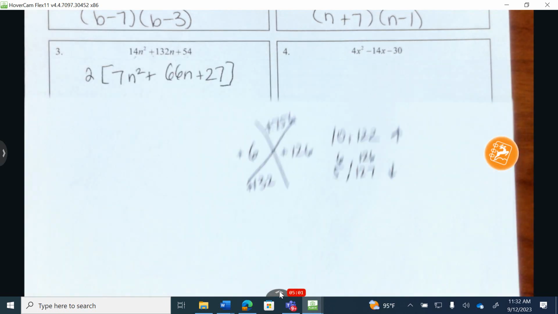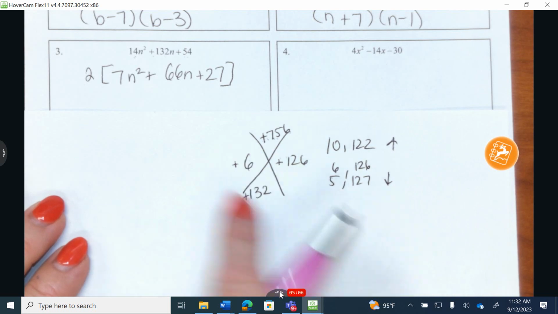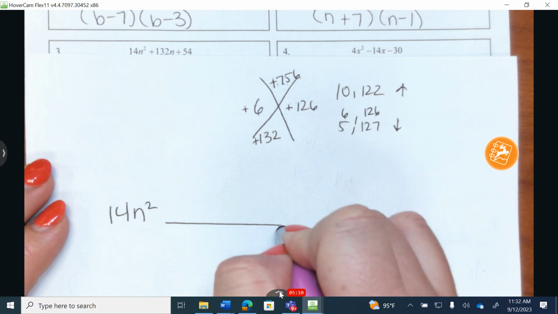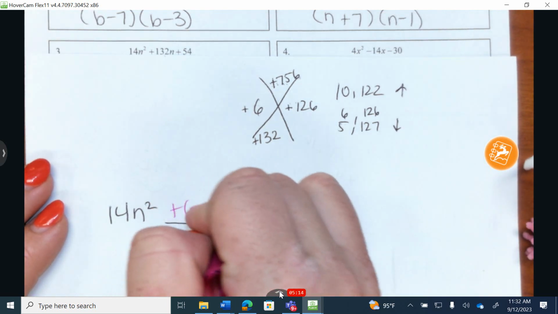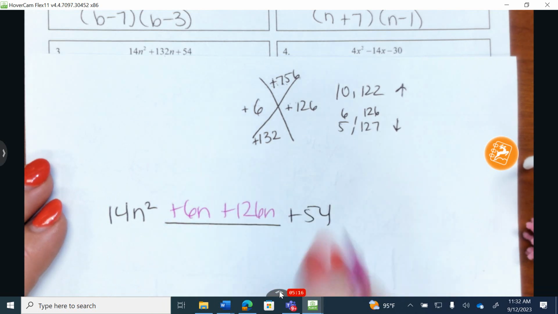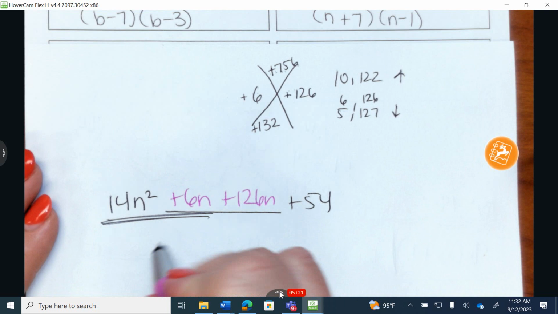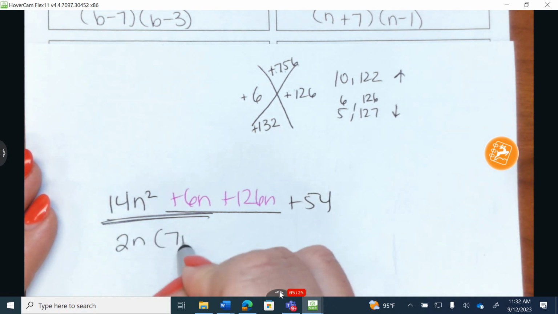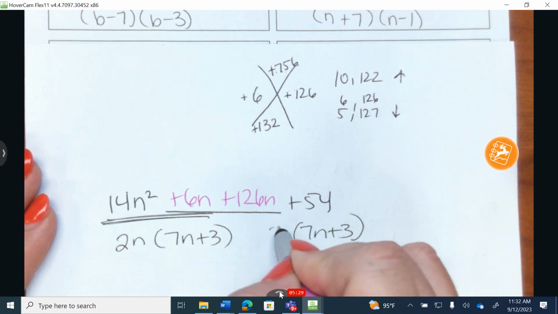The only reason I think it's easier to factor out a 2 right away is that when we're working with this x, we're working with much smaller numbers. So I have 14n squared plus 54. In the middle, I have a positive 6n and a positive 126n. Okay, what's the most that I can factor out of this? I can factor out, let's see, just a 2 and an n. I'm left with 7n plus 3.